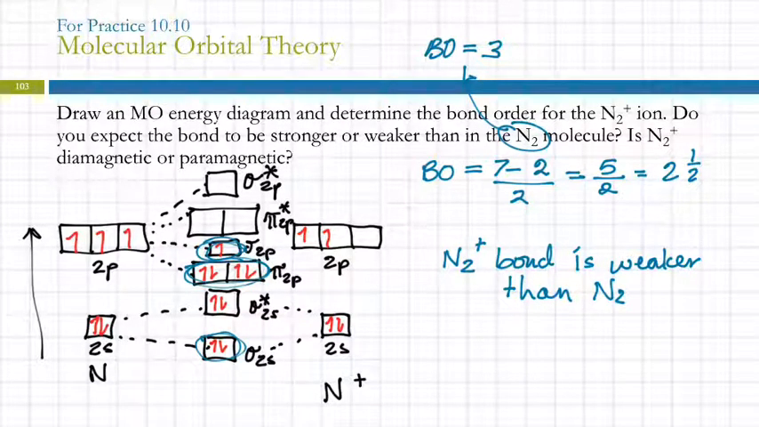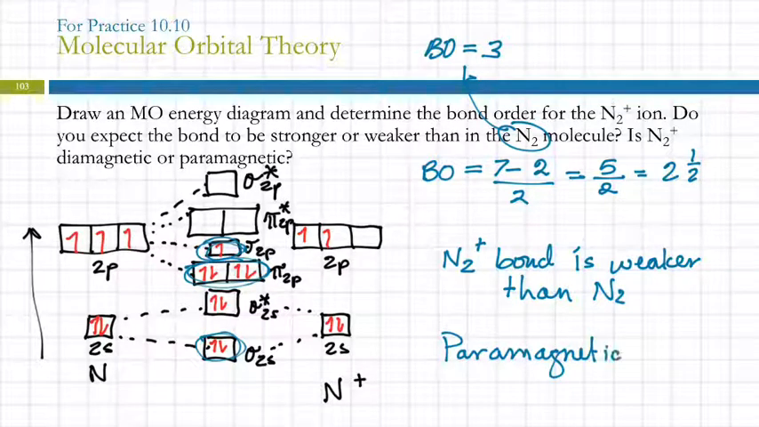Okay? Then the next question, is this ion diamagnetic or paramagnetic? Di means 2, 2 by 2, like Noah's Ark, everything's paired up. Are all these electrons paired? No. One is not, so paramagnetic. Okay? Any questions?